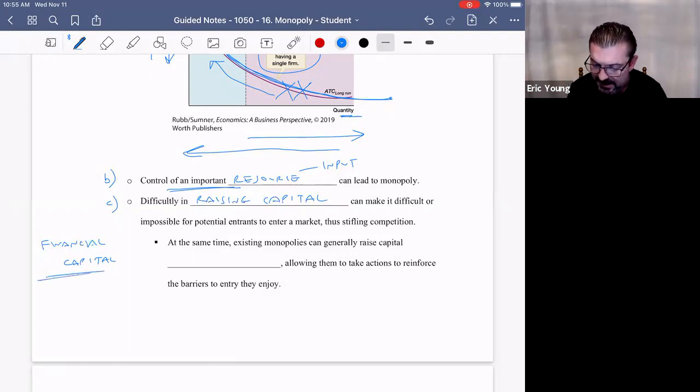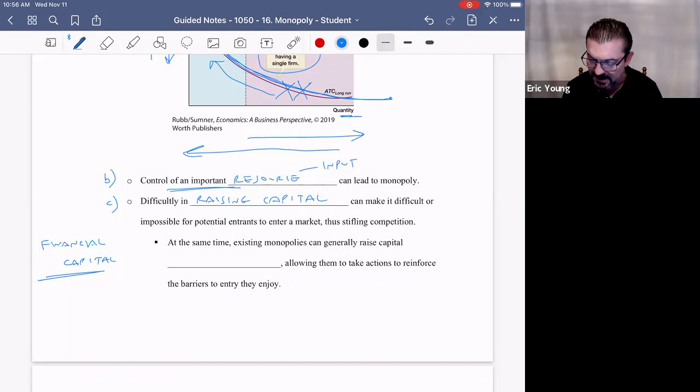We refer to this as financial capital. So clearly having access to financial capital, having access to loans gives a firm an advantage. Because if a firm can get easy capital, really inexpensive, low interest rate capital, that firm can do lots of great things to build up more barriers, to build up more moats, to insulate themselves from competition, okay? There's lots of examples of this. We'll talk about some during live lecture.